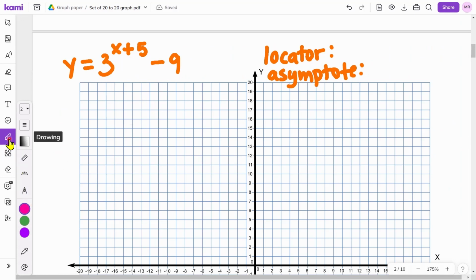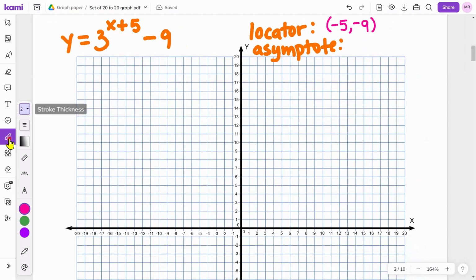And we are going to have a locator point that's going to help us find that asymptote and also the start of our graph. So my locator point is going to be at -5 because that's what makes the x plus 5 0, the exponent 0, and then minus 9. Now, my asymptote is going to be a horizontal asymptote through that.